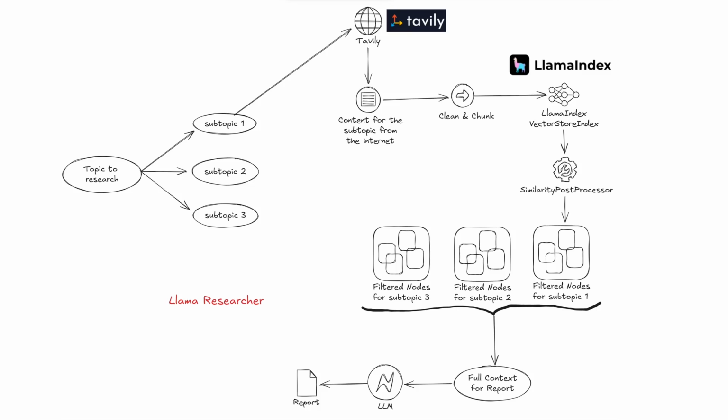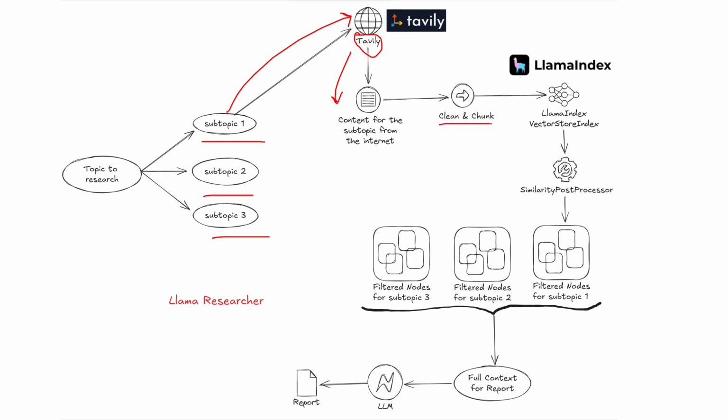It's quite similar to what we have in GPT-Researcher, but simplified. So first we get the main topic to research, and from that we create a list of subtopics that we're going to use to search the internet. And for that purpose, we're going to use the Tavily API. So for each of the subqueries, we send them to the Tavily API, and from the results that we get back, we create a list of LlamaIndex documents.